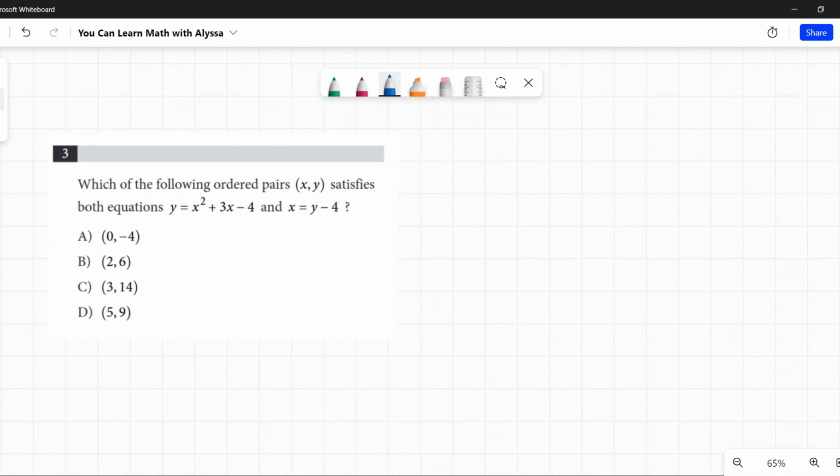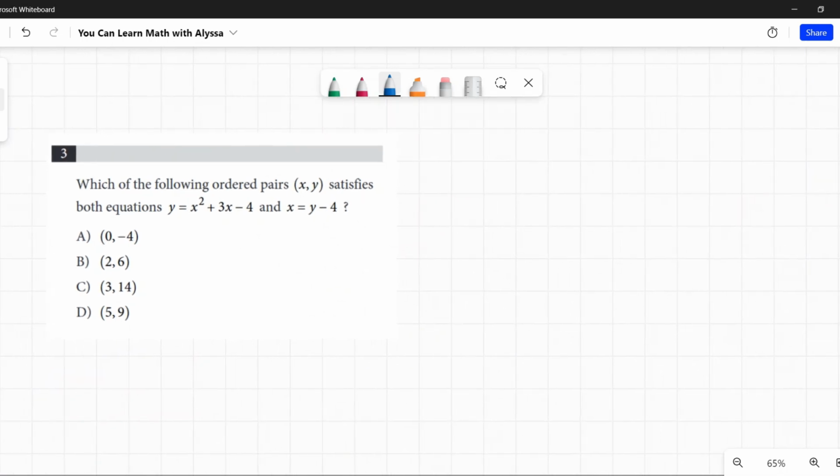On to number 3. Which of the following ordered pairs x, y satisfies both equations y equals x squared plus 3x minus 4 and x equals y minus 4? There's often more than one way to do a problem. That's true a lot of times in math. More often than not, there are multiple ways to go at a problem. Always on the SAT or PSAT, think in terms of what's the fastest. You have very limited time. We want to do what's fastest.